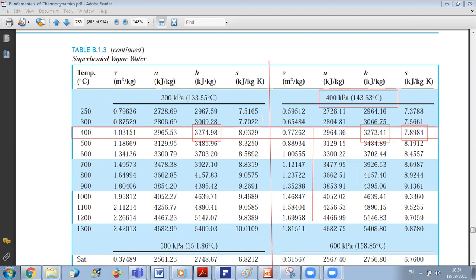But in both cases the result is the same, because the saturated S at 10 kilopascal is 8.1-something, while S at point 6 is 7.89. So point 6 will surely not be in the superheated region but in the saturated region. So here we can check it back. It's nearly 7.89, or approximately 7.9.